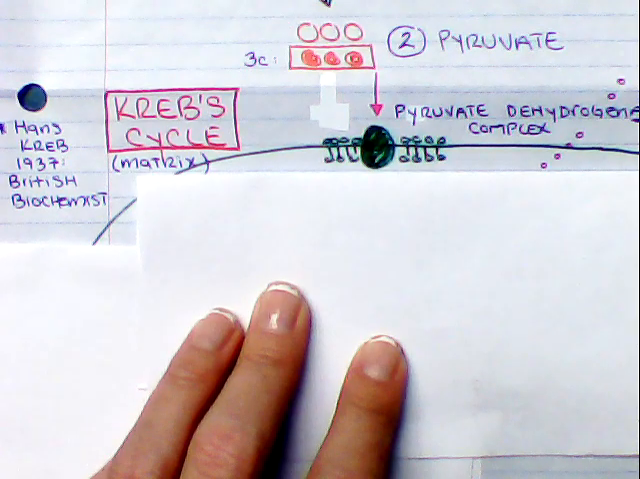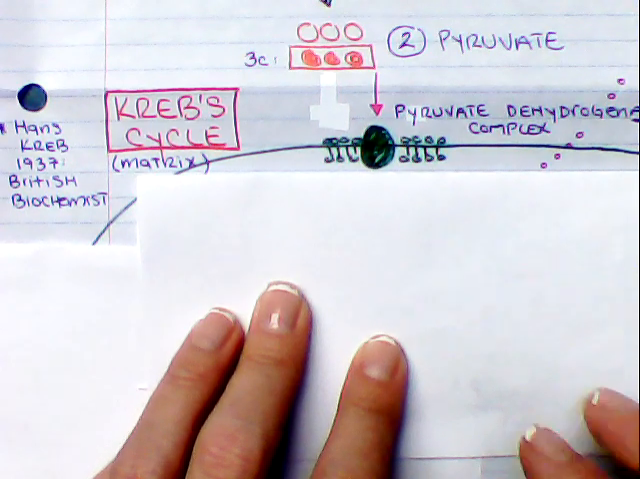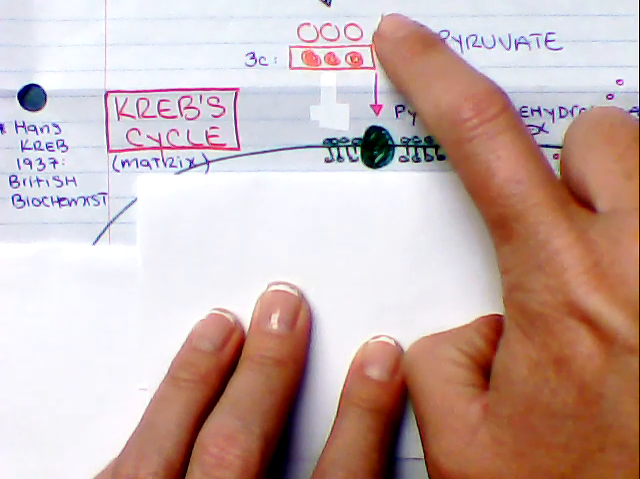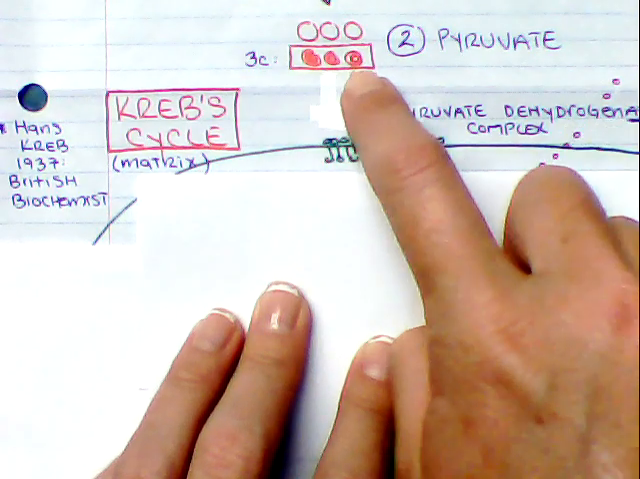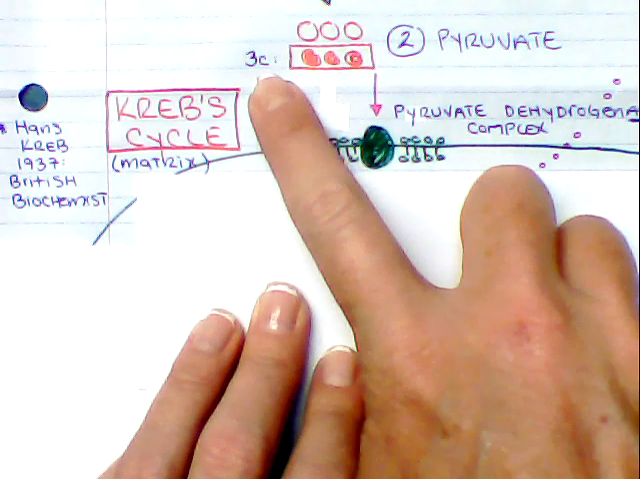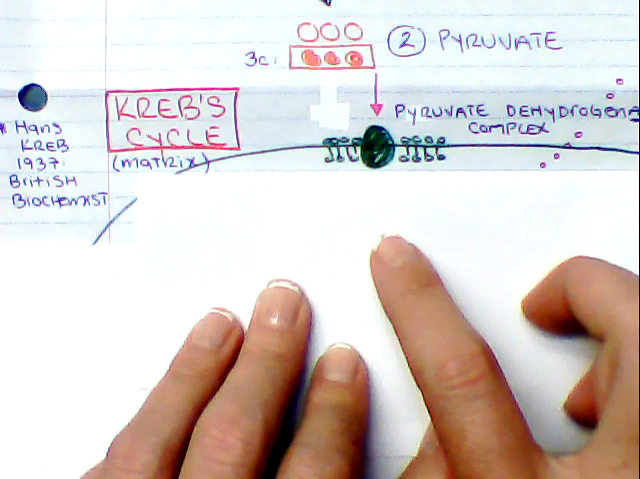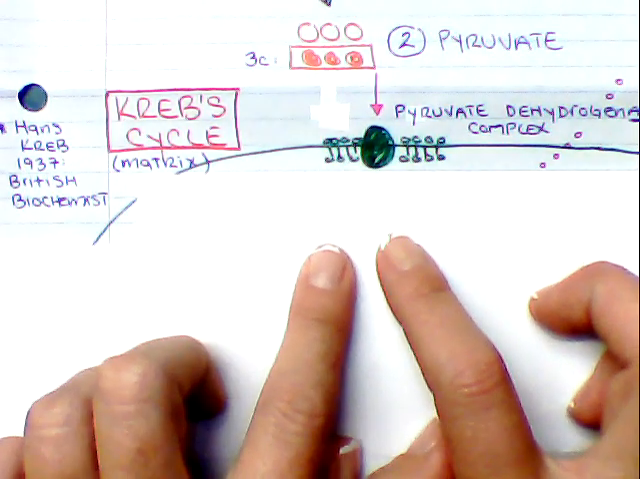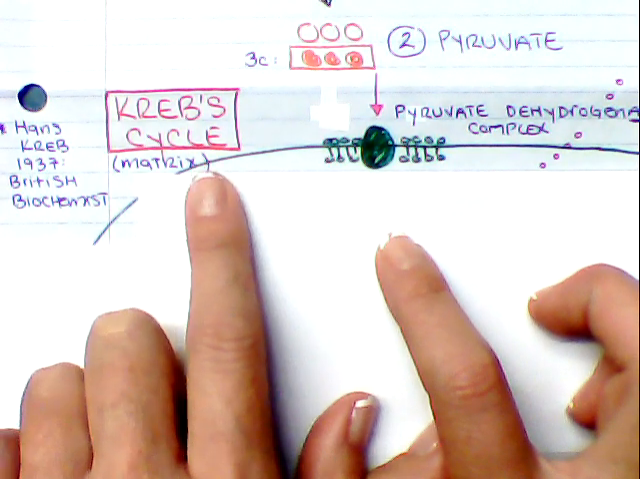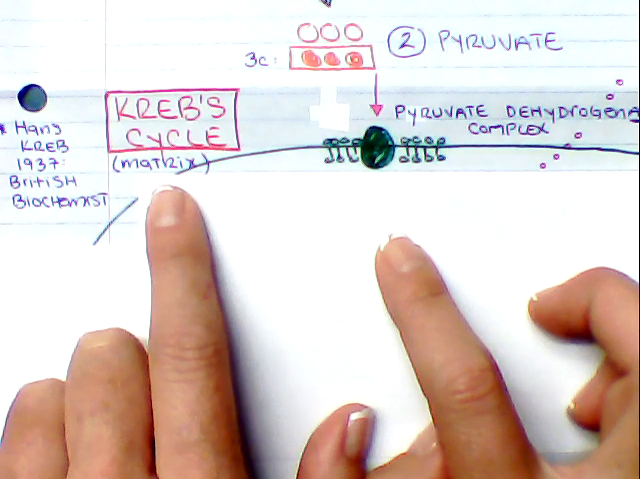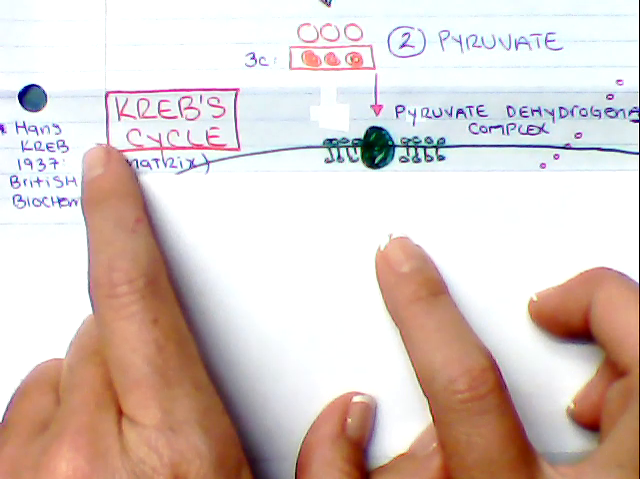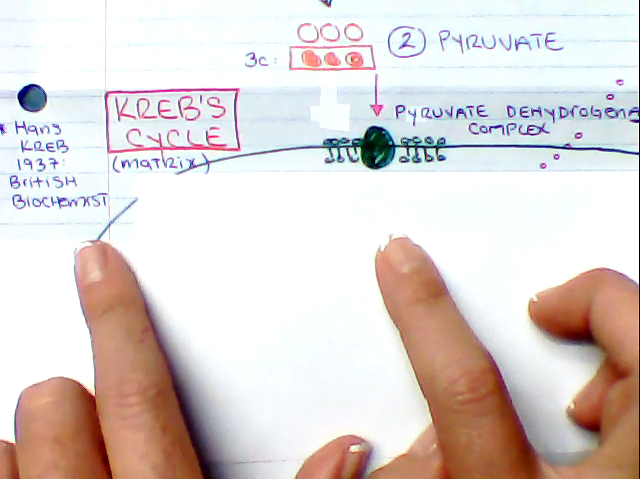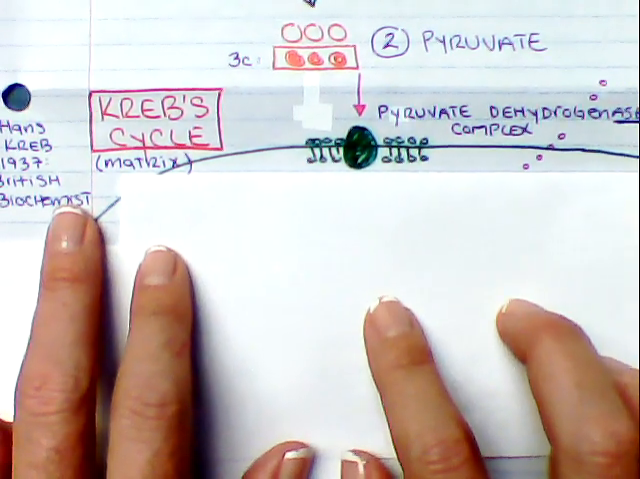Alright guys and girls, here comes the fun. We just took a 6-carbon molecule of glucose and ripped it in half. So now it has a 3-carbon molecule, known as pyruvate. This entire process that we're going to go through is known as the Krebs cycle, and this happens within the matrix. It was named after Hans Krebs, a British chemist who discovered this cycle in 1937.